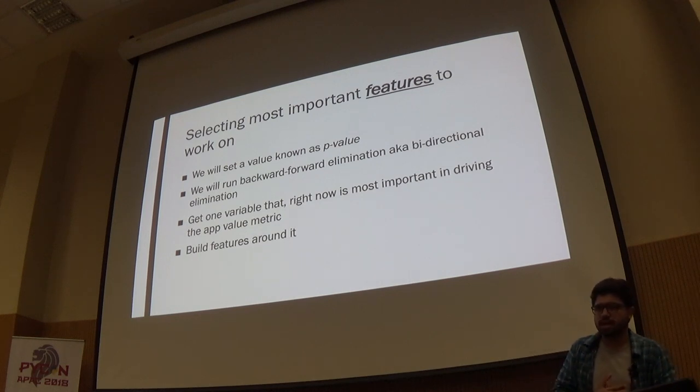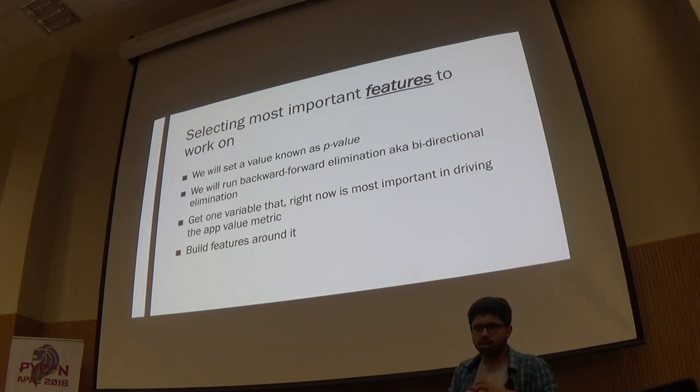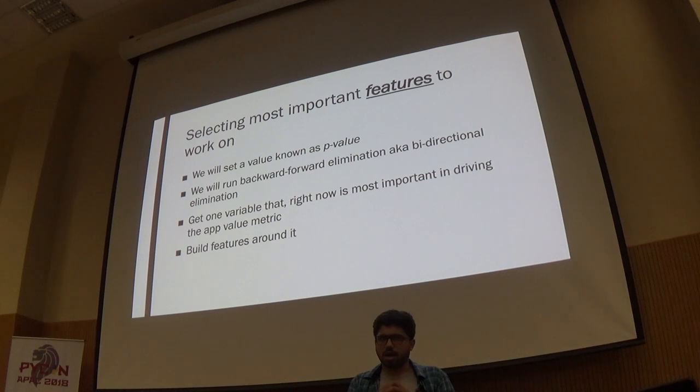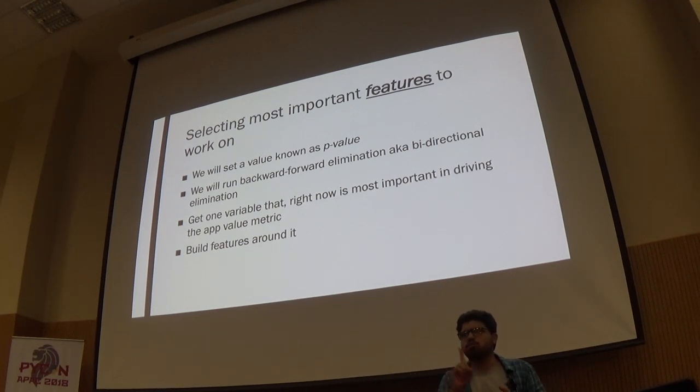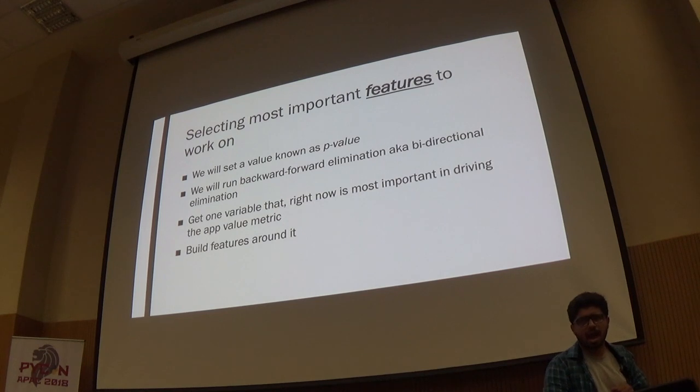So one thing to understand is, if one of the variables has become perfect, or the user is not using it, it becomes non-trivial. It won't affect my results, and that will be eliminated. So you'll find that one variable that is most important in my app, and we'll work on that metric. We'll build features around that metric.